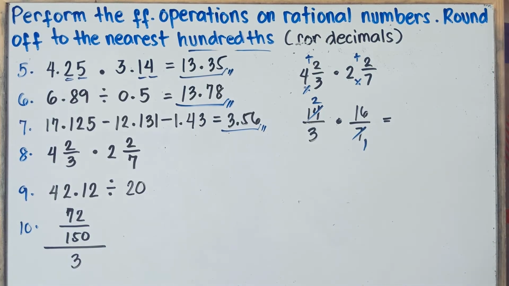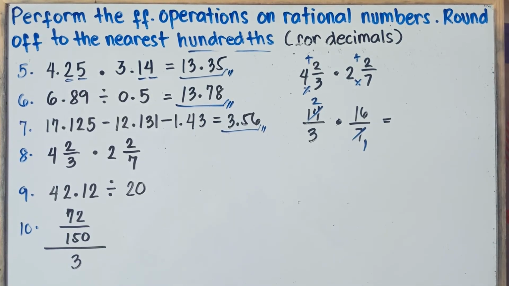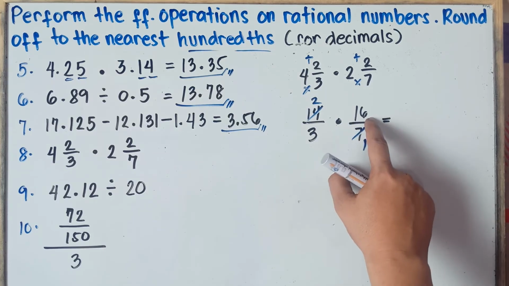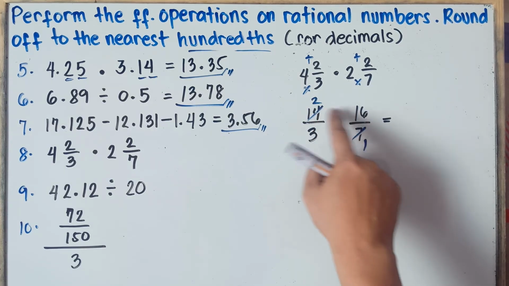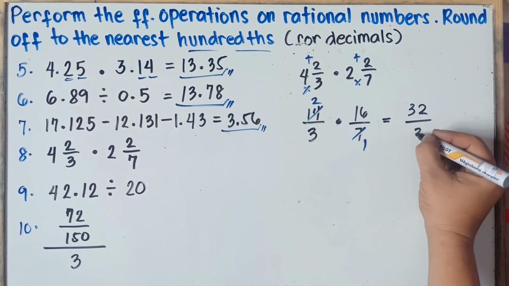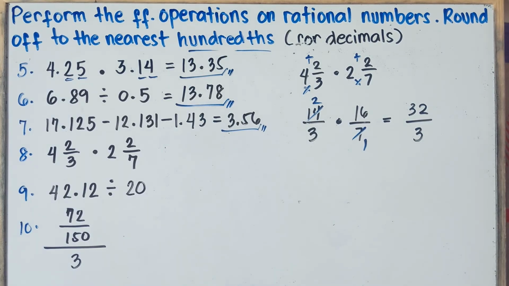Alright, how about for 3 and 16, class? What would be the greatest common factor of 3 and 16? Can we reduce? Nope, we cannot reduce. So, we cannot reduce 3 and 16. So therefore, simply multiply. 2 times 16, that is 32. 3 times 1, that is 3. So our answer is an improper fraction.